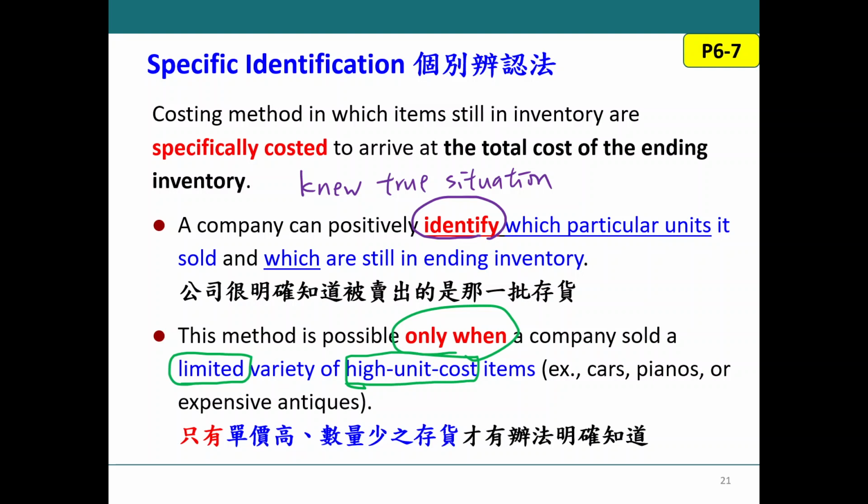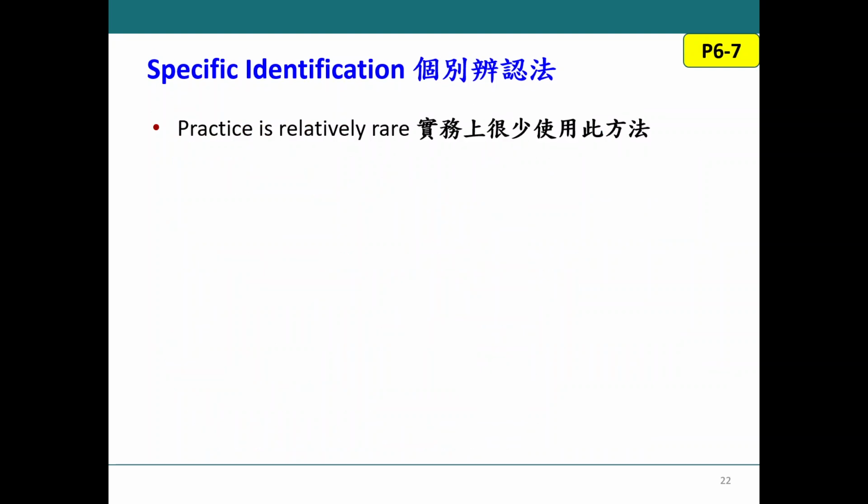Even for BMW, even though it's expensive, it's impossible to know which car was sold, right? So only for really special cases, like a diamond, or maybe a house, where you know which building was sold. Others, impossible. Okay? So that's why this method is relatively rare in practice.